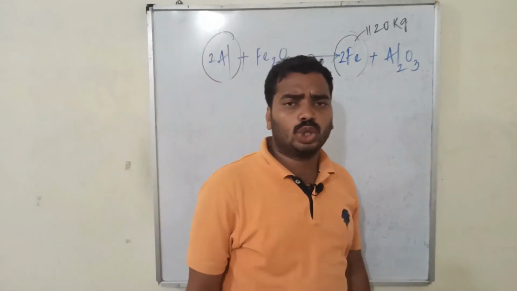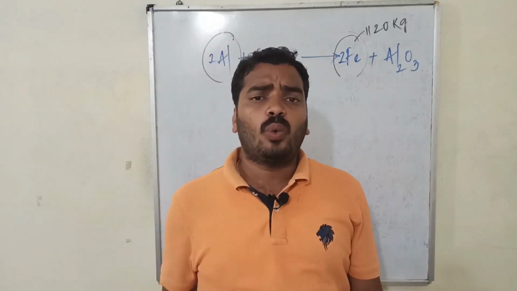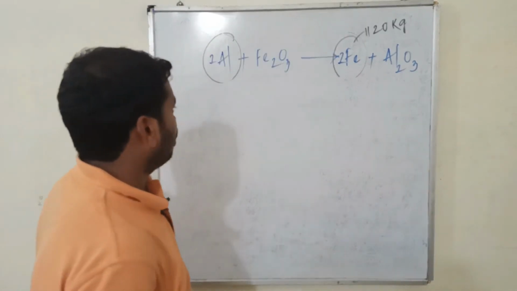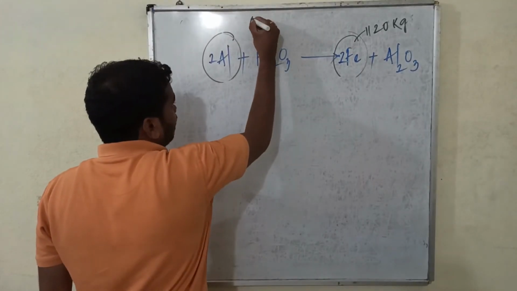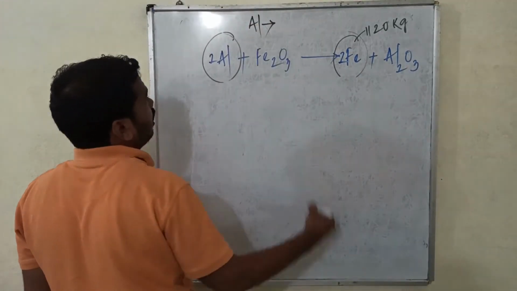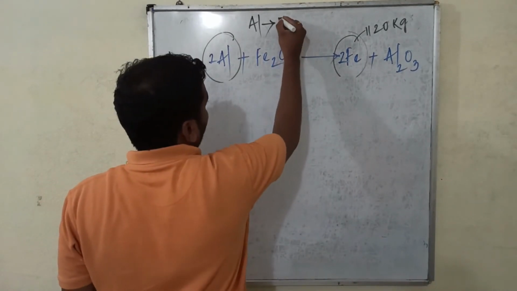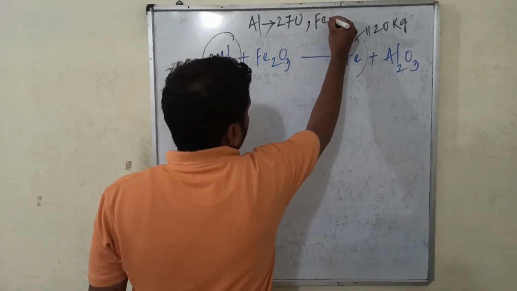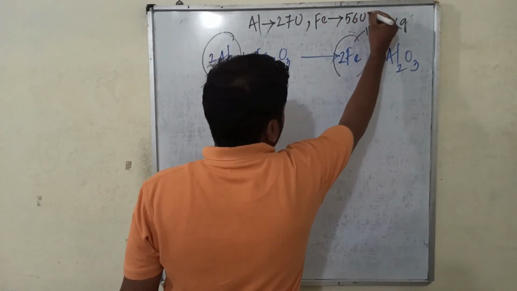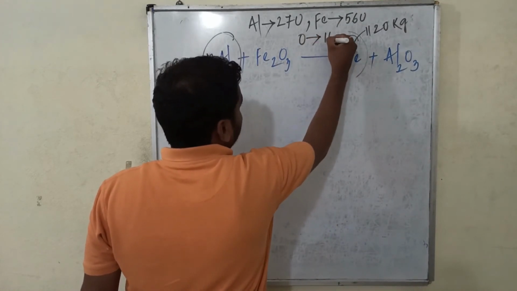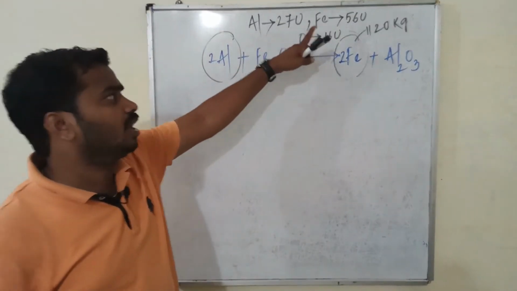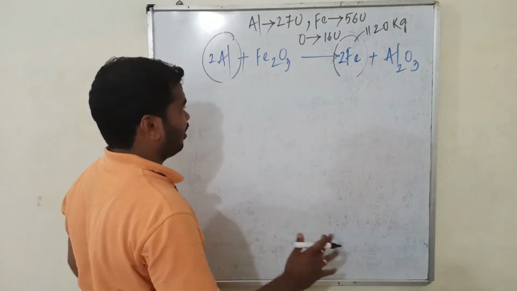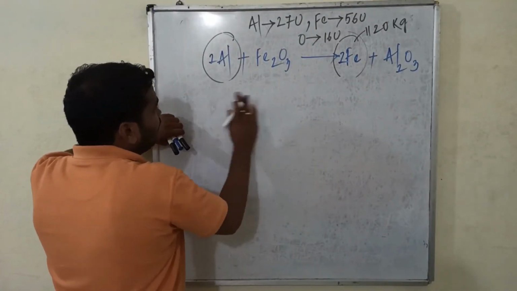For this I already told you, in order to calculate the weights, molecular masses and atomic weights must be known. So the atomic weight of aluminium would be 27 units. And next to that, iron would be 56 units. Oxygen would be 16 units. Remember, for the calculation sake I am giving you these atomic masses of each element.